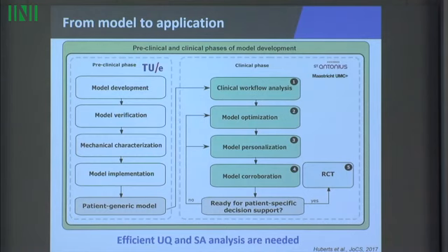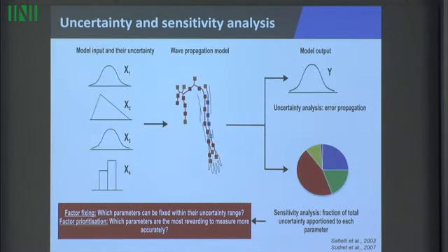Now, what do I specifically mean with uncertainty analysis? I have a model, some kind of cardiovascular model. I put in all kinds of model parameters that are known with some kind of uncertainty. And I want to know how this propagates to the uncertainty in the output. So that's a forward error propagation actually. And then I can quantify that error, for example, in a metric that is variance.